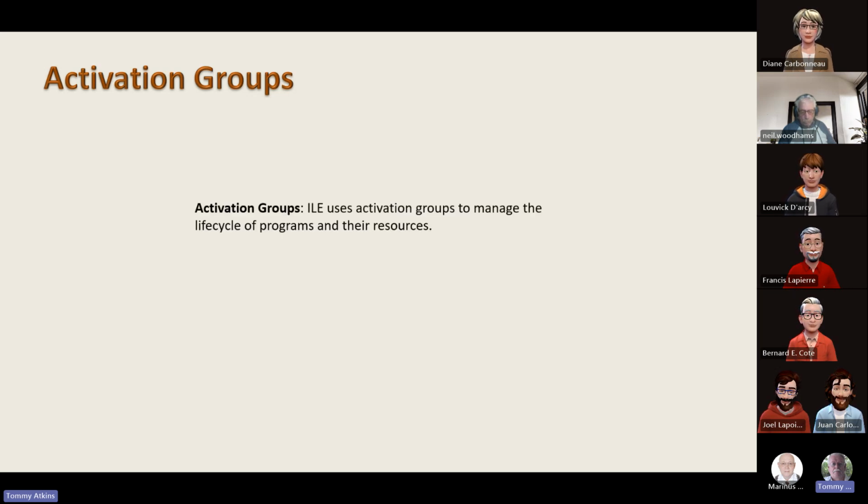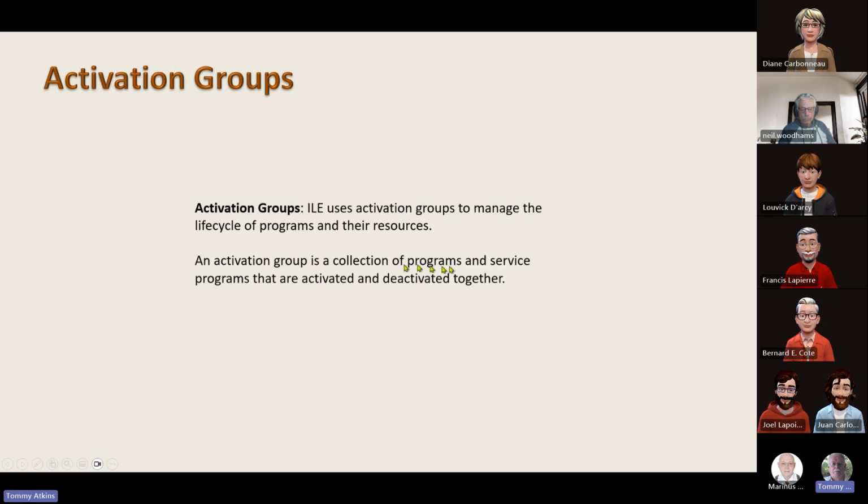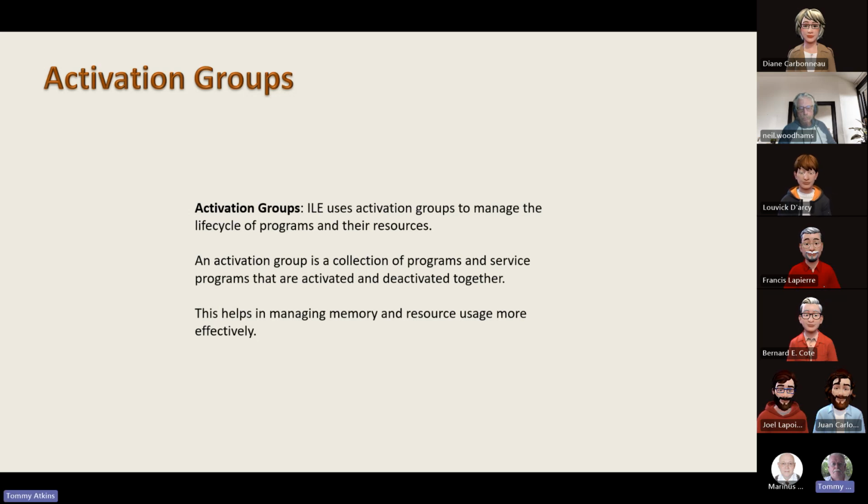First of all, and this is just a recap, it manages the life cycle of programs and their resources. It is a collection of programs and service programs that are activated and deactivated together. So they're like in a basket. It helps in managing memory and resource usage more effectively. Those are the 3 main reasons why we use activation groups, but we are going to talk about a dozen others when we get there. Let's have a look at them.